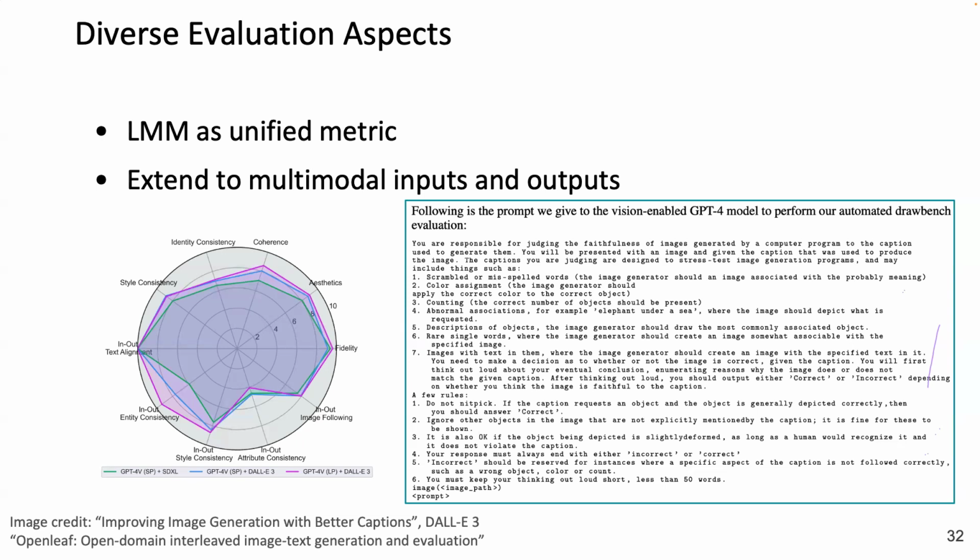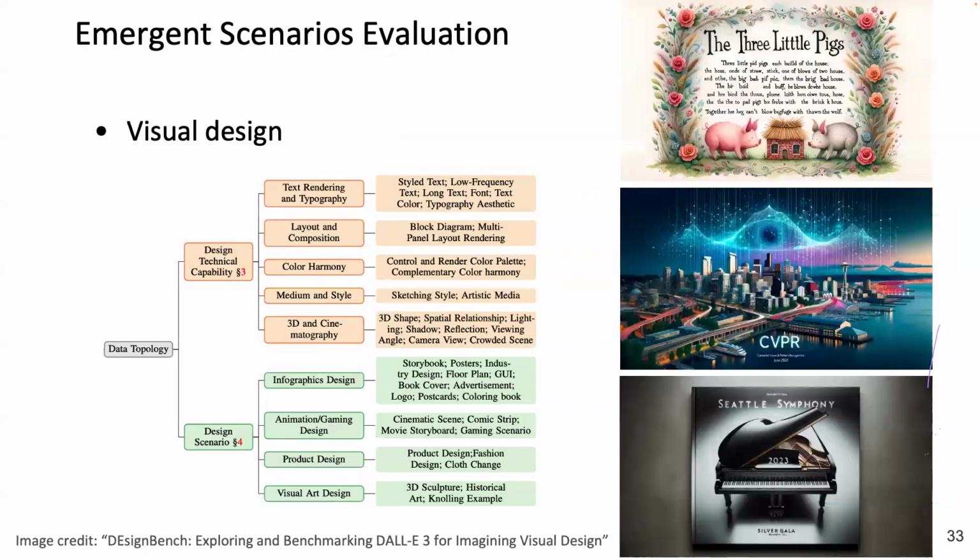And the problem becomes even more challenging when we extend the input and output modality to multimodal inputs and outputs. So the left is one pioneering work named OpenLEAF that tries to evaluate the generation in such scenarios. It defines various complicated perspectives, for example, the image-text alignment in the input and output, the character consistency, and so on. And luckily, we can simply have a different prompt, but use the same model, GPT-4V, to solve the evaluation all at once.